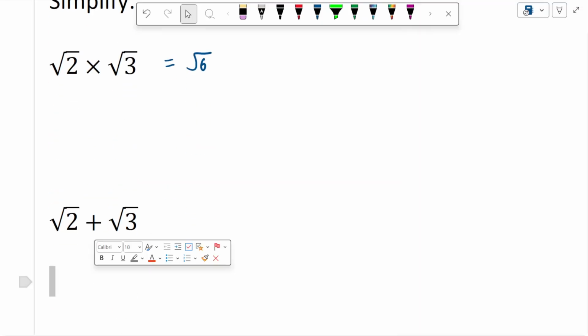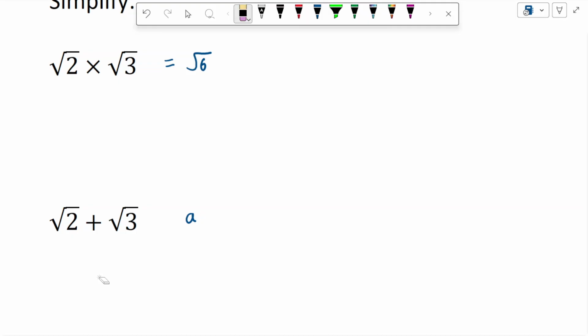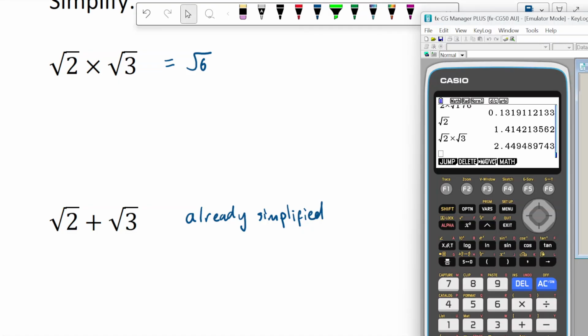Okay, root 2 plus root 3 is already simplified though. So you cannot simplify it any further. Basically, root 2 plus root 3, we can work out what that is. It's that number, 3.14. You might suspect that it's similar to root 6, but it is not. So root 6 is 2.44. They are unrelated.